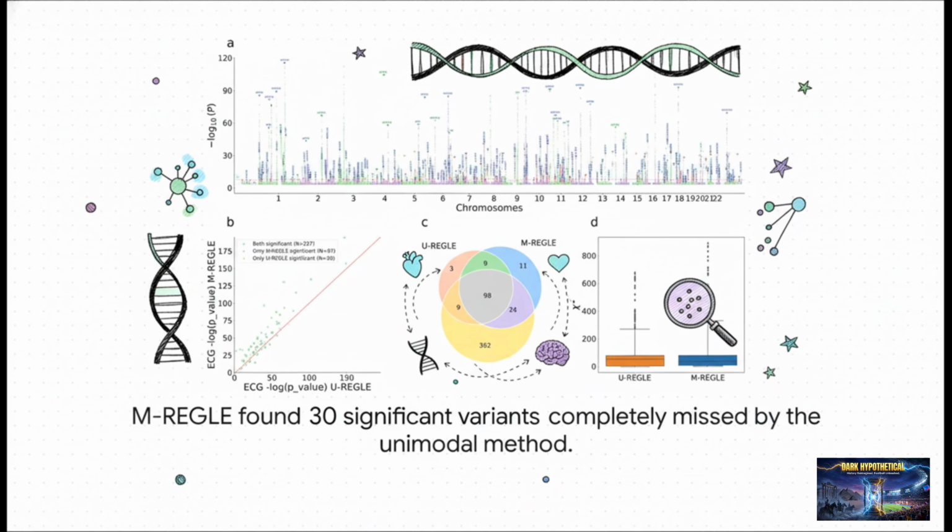Let's actually quantify this, because the numbers are pretty staggering. So REGLE confirmed 122 known genetic links, which is great, but it also found 20 totally new ones. And get this, it found 30 genetic markers that were completely invisible when scientists looked at each data stream on its own. That's not just a little better, that's a whole new level of discovery.